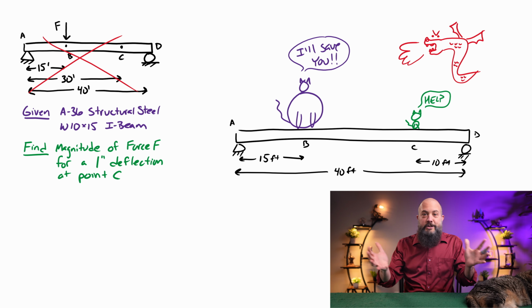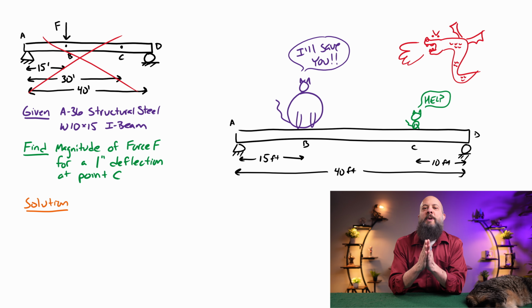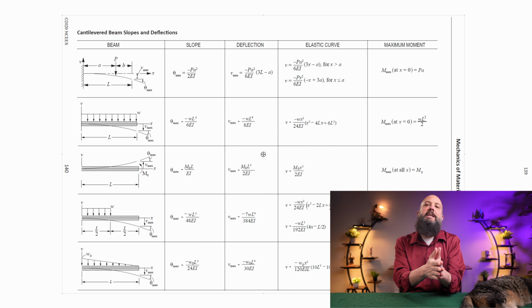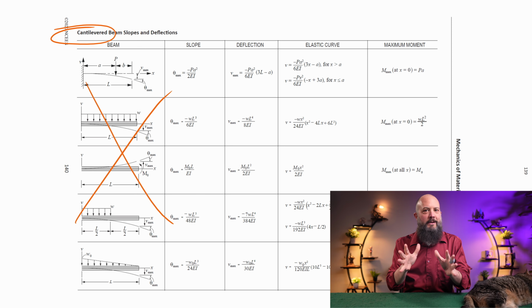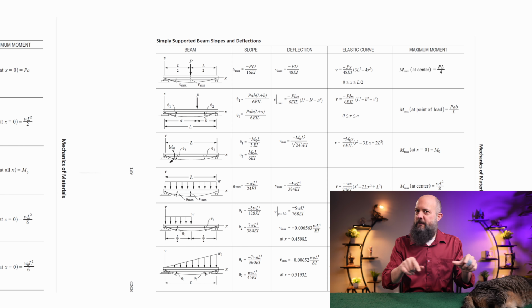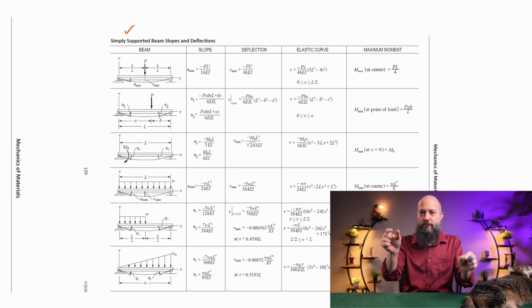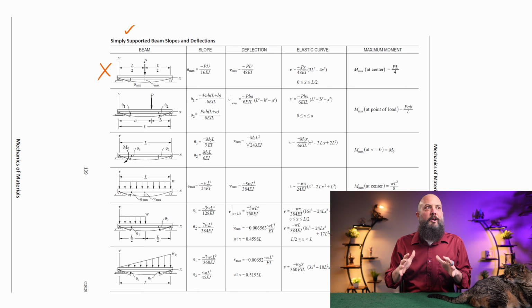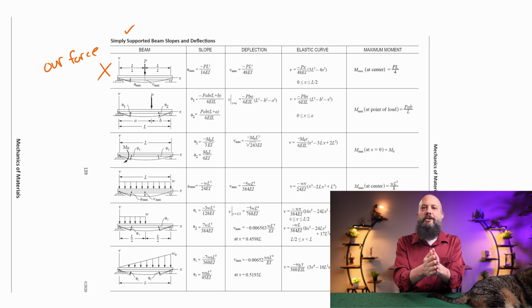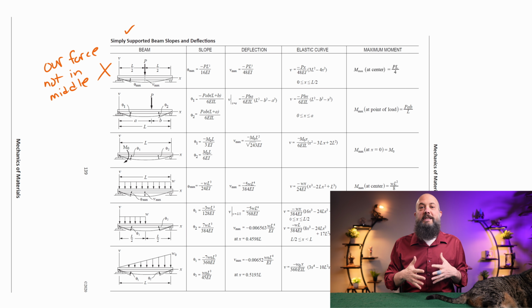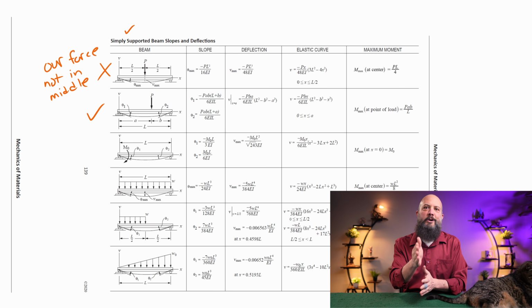All right, first mistake that I would see students make for this type of problem is to go to the cantilever beam section in the back, right? If you find yourself on this page, flip to the next page. You need to look for a simply supported beam, with 2 supports on either side. For this problem, our force is not going to be right in the middle. Serenity is only going to jump 15 feet in. So we need to grab this second line, which has a force that is slightly off center.